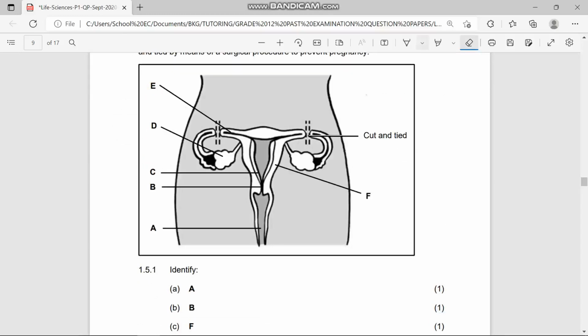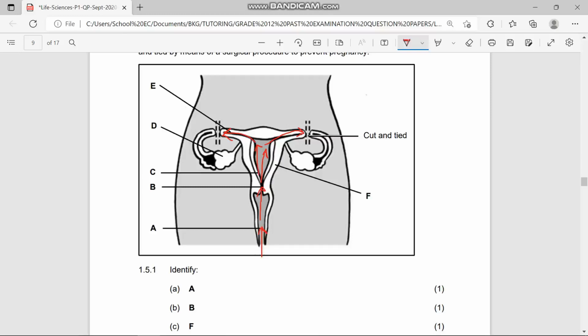In order for fertilization to take place, spermatozoa must enter the vagina and swim up, going both sides, swimming to meet the ova. But now they can't meet the ova because the fallopian tubes are tied or cut off. So they can't pass through to meet the ova. I think that's our answer, because we know that fertilization takes place in the fallopian tubes. So they can't meet the ova for fertilization to take place.